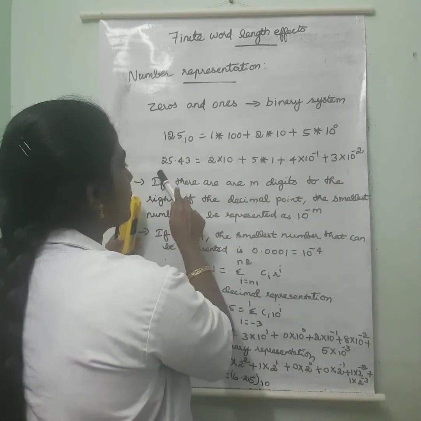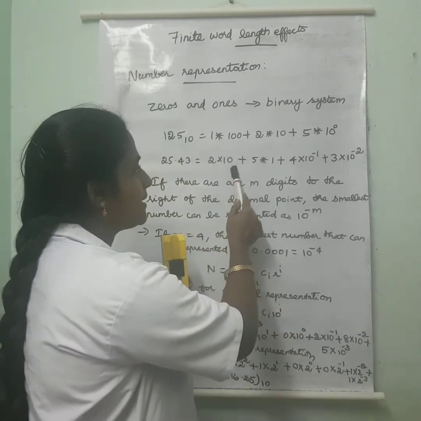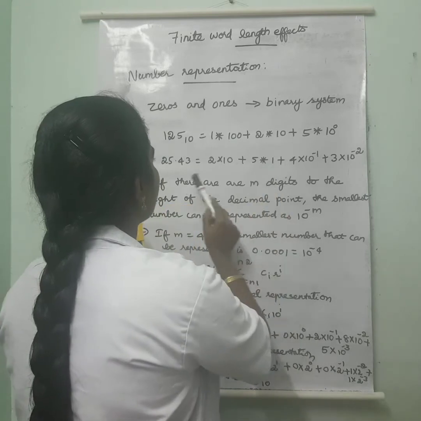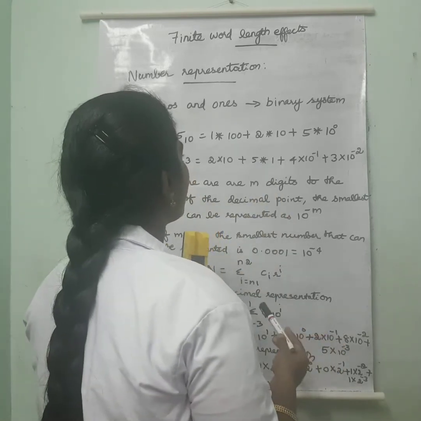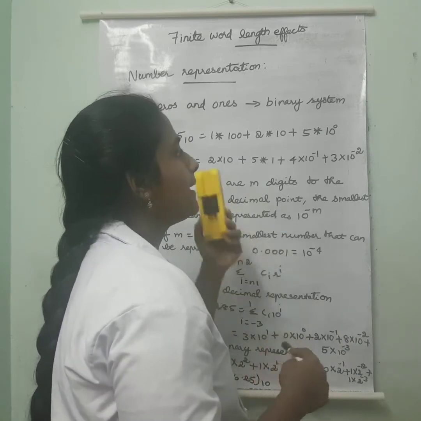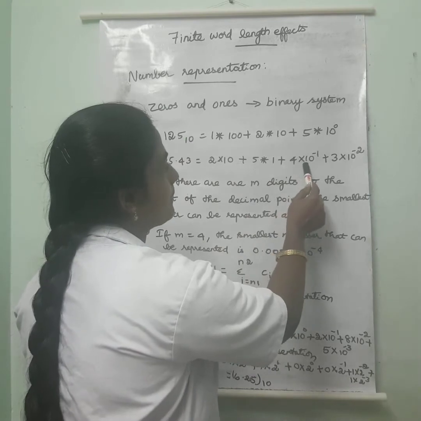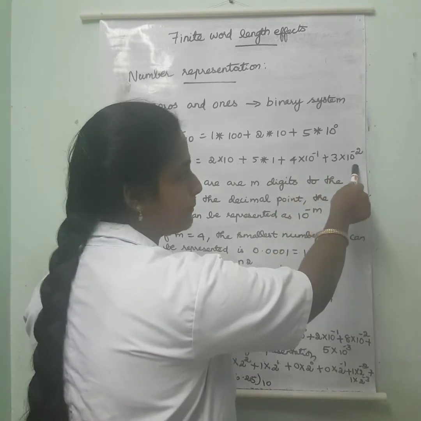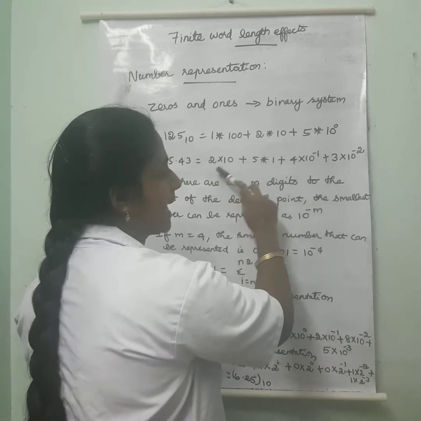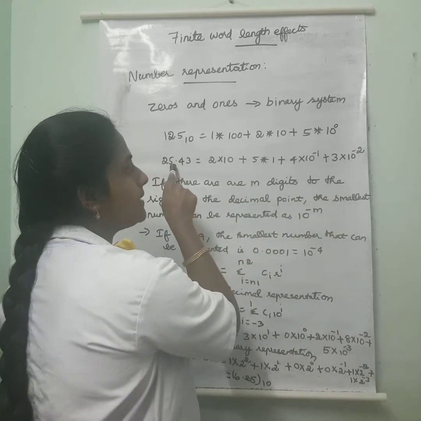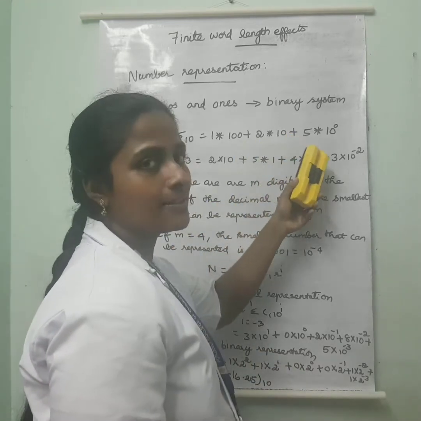So you will get this same value. Similarly, 25.43 can be written as 2 into 10 plus 5 into 1. After the decimal point, we have to multiply with 10 power minus 1, 10 power minus 2. So 4 into 10 power minus 1 plus 3 into 10 power minus 2. When you add these values, you will get this number. So the decimal number can be written in this form.